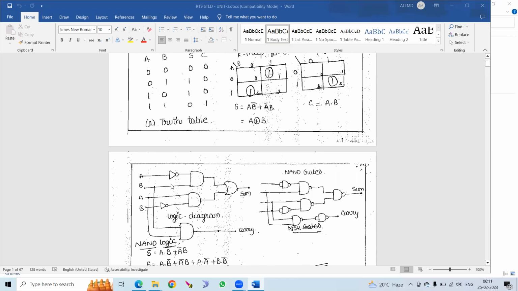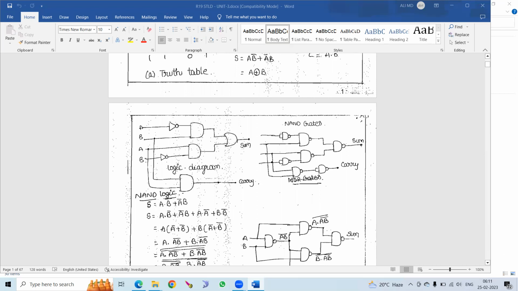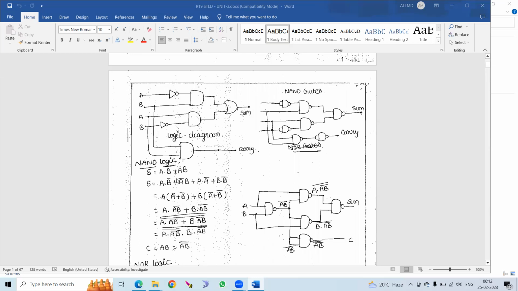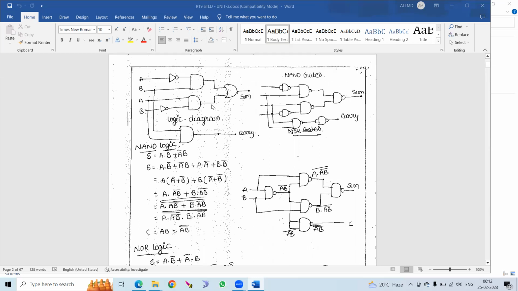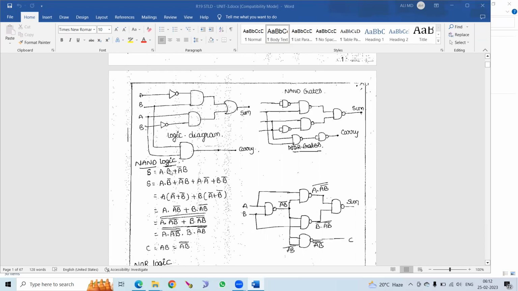So the sum is A XOR B, and the carry is equal to the product A dot B. By using the sum and the carry, the logic diagram can be drawn using NAND, NOR or NOT gates. The diagram will be like this. By using only NAND gates, the circuit diagram will be like this. For the representation of the given expression using only NAND logic, here S is equal to A bar B plus A B bar.